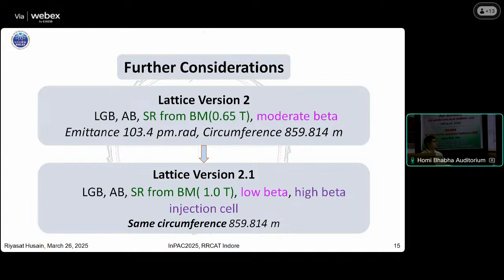And now we are continuously improving this lattice, from version 2 to version 2.1, where the bending magnetic field is increased to 1 Tesla and the moderate beta function is reduced to further lower beta values. So we have the high brilliance from the insertion devices. Once we come with this lower beta, we need a high beta injection cell to recover the beta, the dynamic aperture, so that we can achieve the off-axis injection.